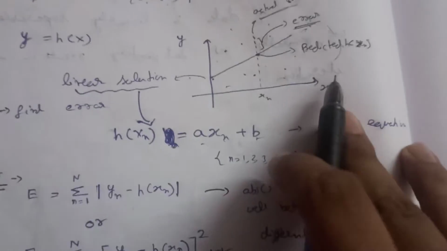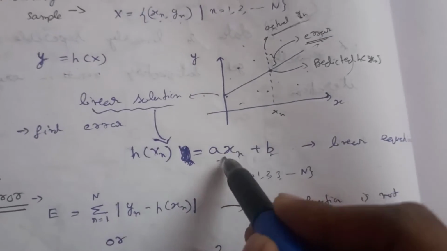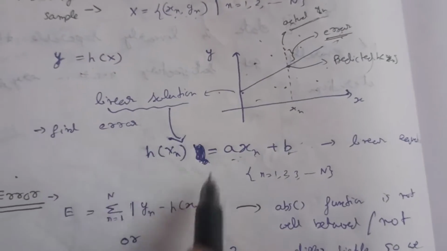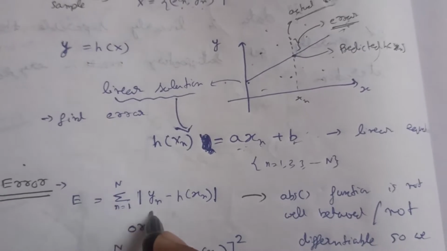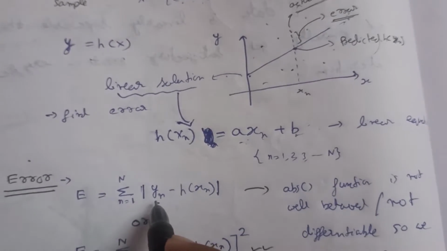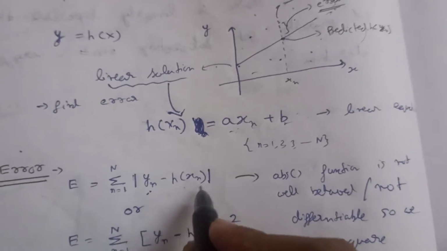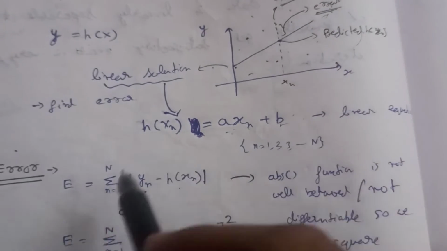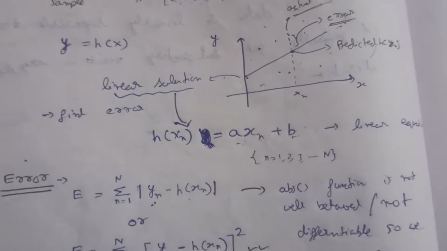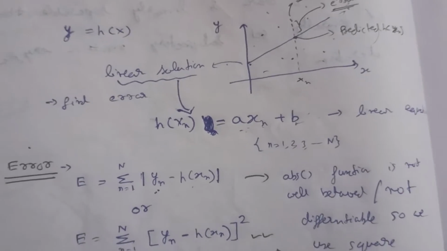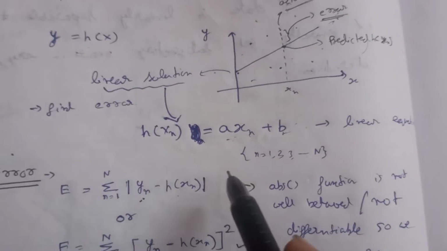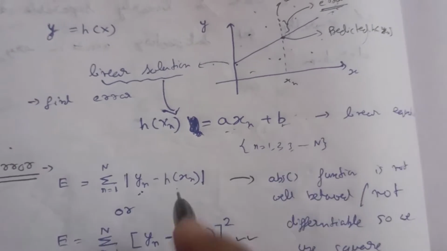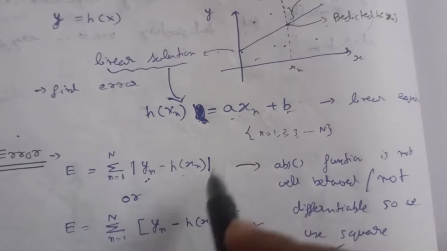So first we got the value of h of xn, that is a xn plus b, and we already know the actual value yn. So now we get the error. Error is yn minus h of xn. The yn is the actual value, h of xn is the predicted value, and we are taking mod because yn can be greater than h of xn or it can be less than h of xn, but in both cases this is the error. If we don't take mod, then the errors are going to cancel each other out, because there will be positive error and negative error. So we take mod to make sure that the errors do not cancel each other out and we get all the errors correctly.